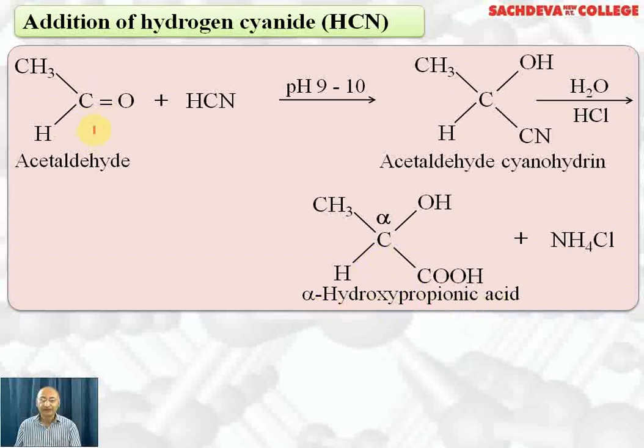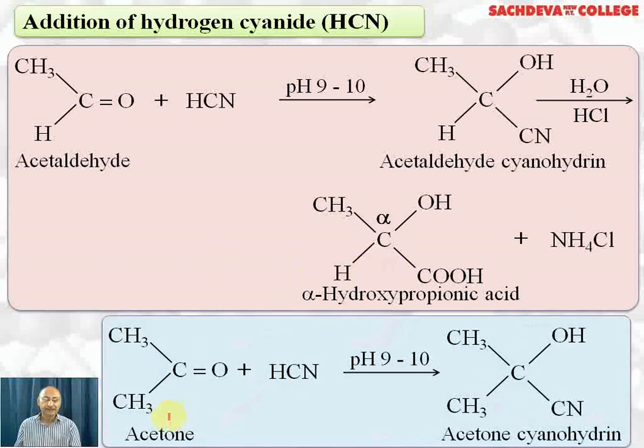And because acetaldehyde is planar in nature, therefore we will get racemic mixture of dextro and levorotatory lactic acids. Next example, we are taking acetone reacts with HCN and CN will attack this carbonyl carbon and H will attach to oxygen, we get acetone cyanohydrin.